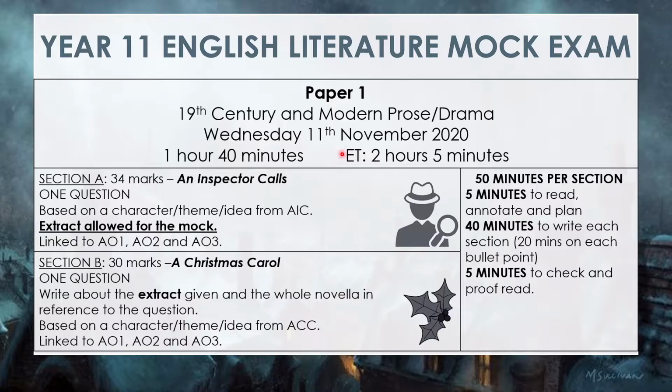If you have extra time, it's 2 hours and 5 minutes, and I would suggest that you spend your extra time writing your bullet points and also making sure that you still go back and check at the end. So Christmas Carol is this one we're looking at. You are going to be given an extract, and you're going to need to link the extract to the rest of the novella. It's going to be based on a character, theme or idea from A Christmas Carol. And it's linked to AO 1, 2 and 3.